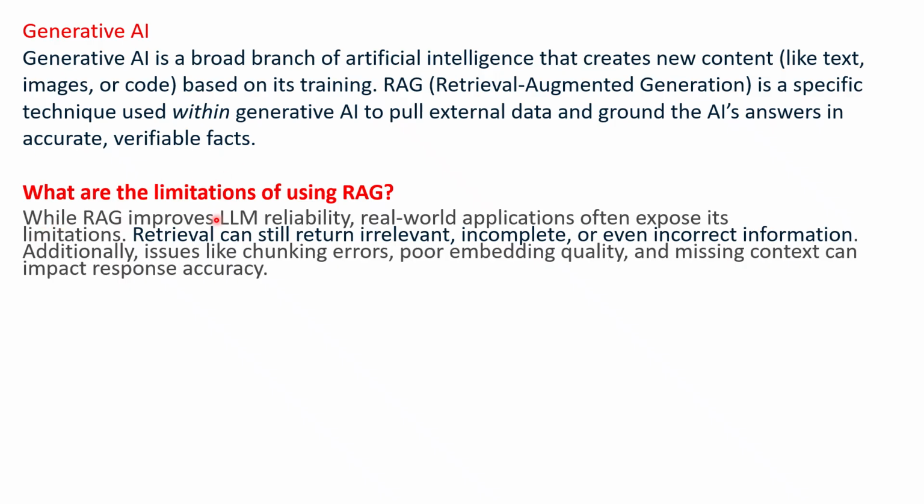What are the limitations of using RAG? While RAG improves LLM reliability, real-world applications often expose its limitations. Retrieval can still return irrelevant, incomplete, or even incorrect information. Additionally, issues like chunking errors, poor embedding quality, and missing context can impact response accuracy.